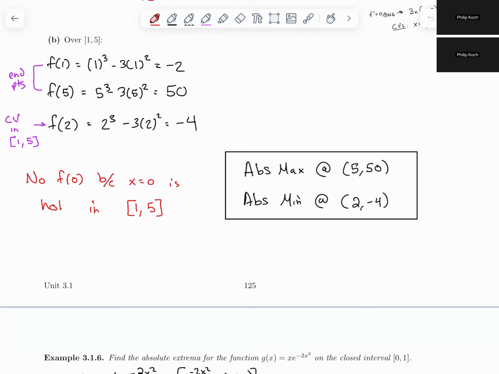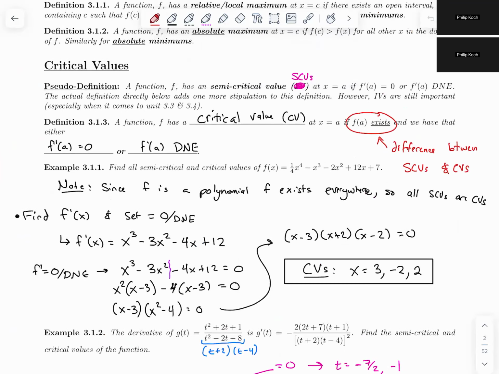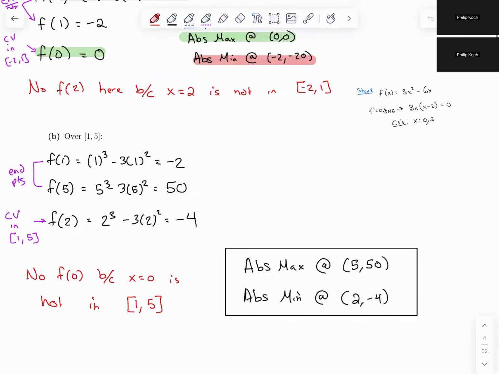So, a semi-critical. Oh, go ahead, Luke. Sorry. The ones that, wait, one of them had to do with domain, right? Semi-critical includes ones outside of the domain. Exactly right.